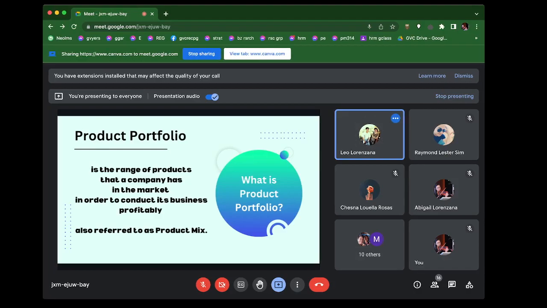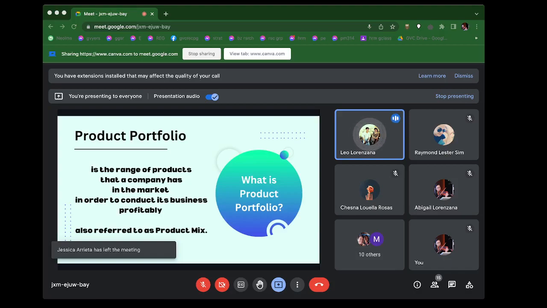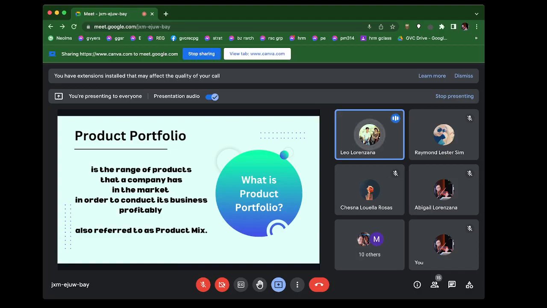Product portfolio is a range of products that a company has in the market in order to conduct its business profitably. It's also referred to as product mix. Each product in the portfolio has an impact on the others as each competes for the company's resources and time. In addition, every additional product forces the customer to choose a product at the expense of the company's other products, thus affecting the sales of that product negatively.